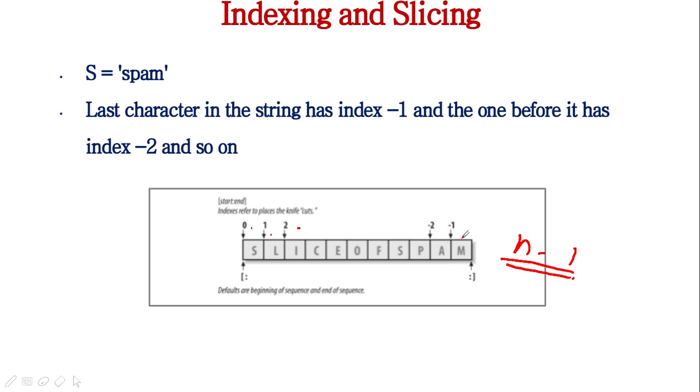In reverse indexing, the last character is given a value of minus 1, before that is minus 2, and so on. So the first character will have an index of minus n. Okay, so we have to remember that there are two types of indexing: forward indexing and reverse indexing. Forward indexing starts with 0 and ends with n minus 1. It is from left to right, whereas reverse indexing starts from minus 1 and ends with minus n. It is from right to left.